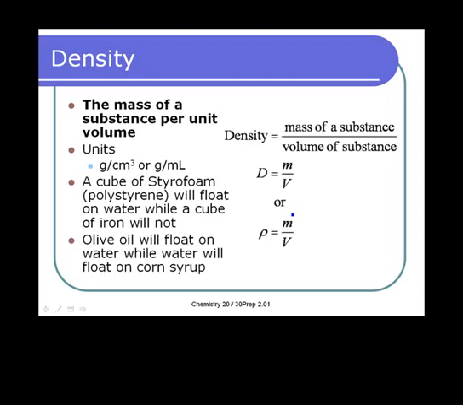So in terms of a formula, the density of an object is equal to the mass of that substance divided by the volume of that substance, or the weight of that substance, the amount of stuff you have, divided by the space that it takes up. In terms of formula, you'll see it as D is equal to M over V, or sometimes you'll also see it as rho, the Greek letter rho, equal to mass divided by volume.